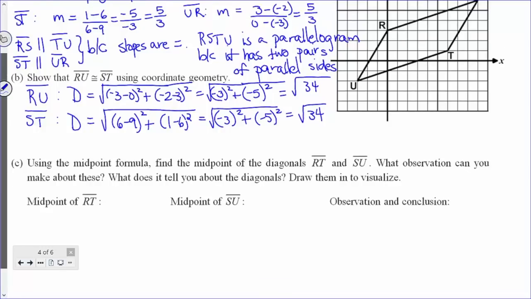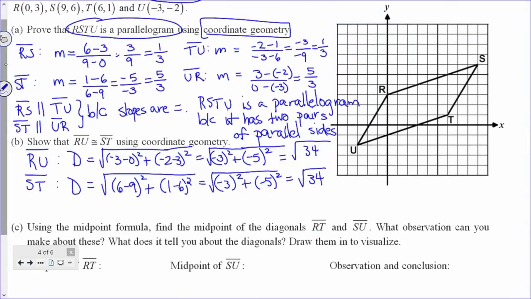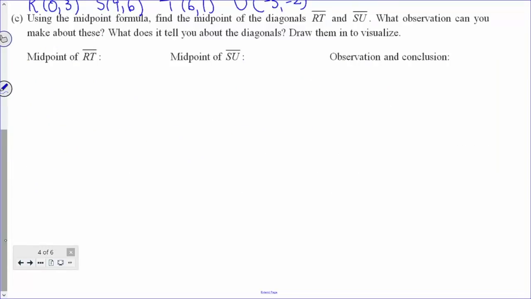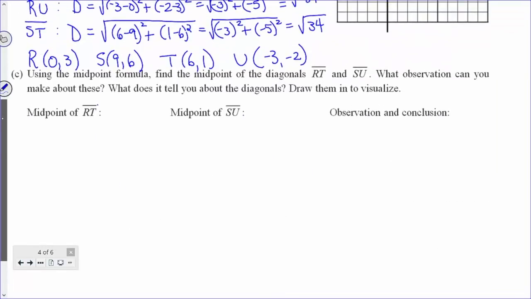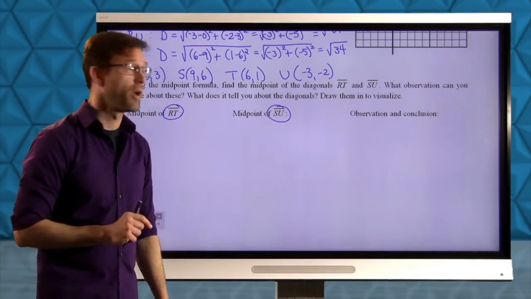Well, we've kind of lost the coordinate points, so we definitely want to take those down. Maybe I'll put them right here. R (0, 3), S (9, 6), T (6, 1), and U (-3, -2). So this is asking me to find the midpoint of diagonal RT and the midpoint of diagonal SU. So let's do a little bit of review. Let me find the midpoint of RT and then have you do it for SU.